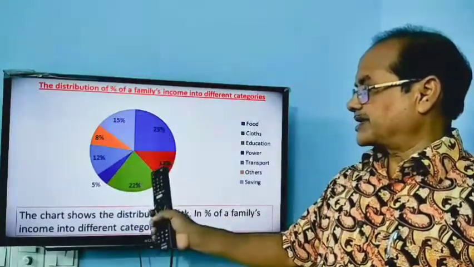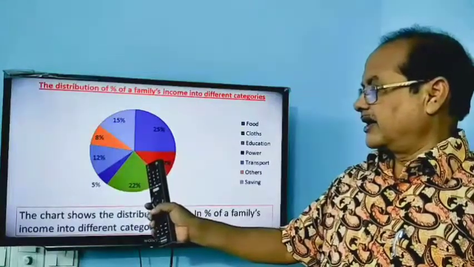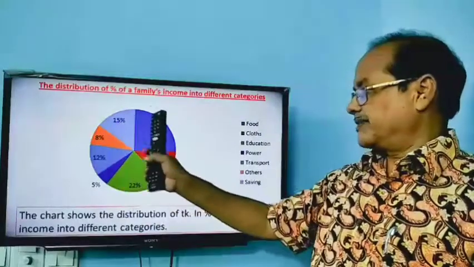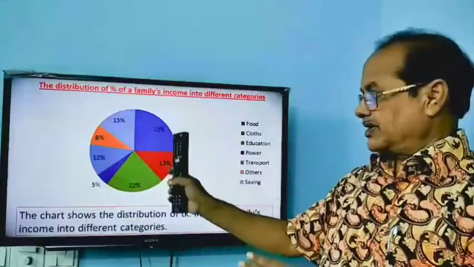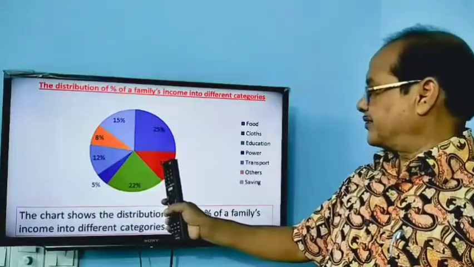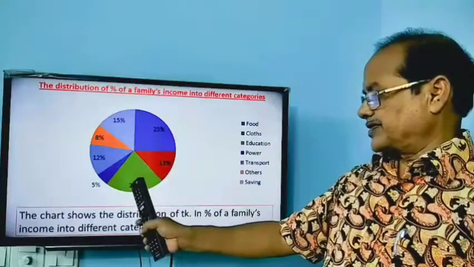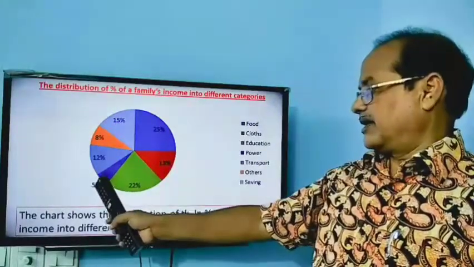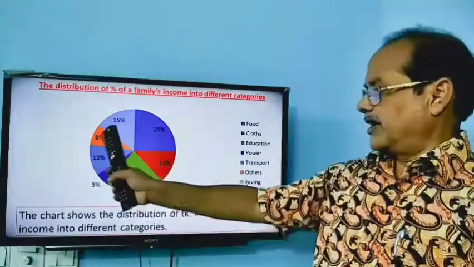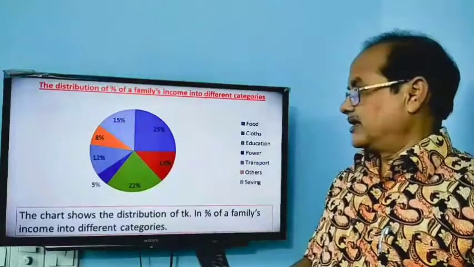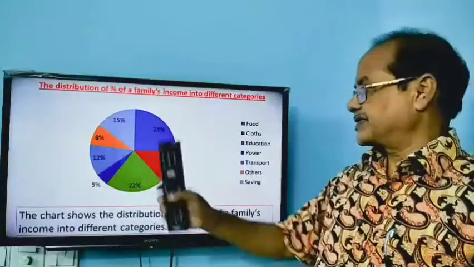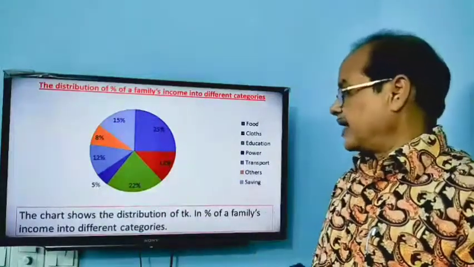The sections of expenditure have been shown in different colors, and I have described them clockwise. I have described it clockwise. I have shown you the way a clock moves. 25% for food, 13% for clothes, 22% for educational expenses, 5% for paying the electricity bill, 12% for transportation, 8% for others including entertainment, toiletries, cosmetics, etc., and 15% is for saving.